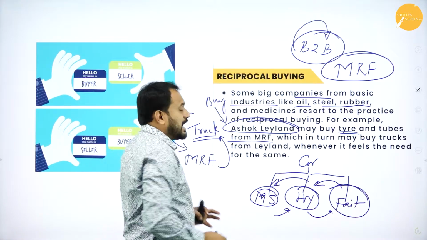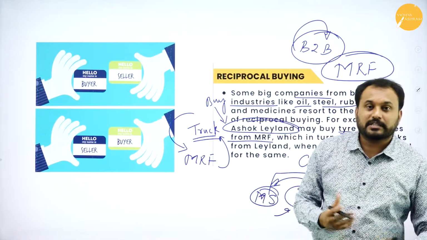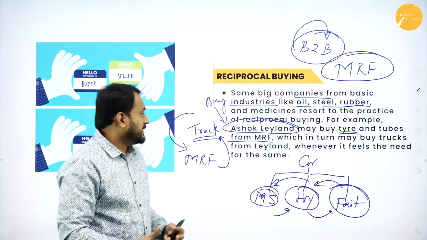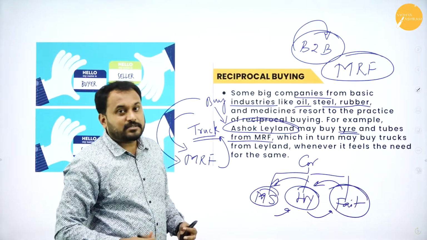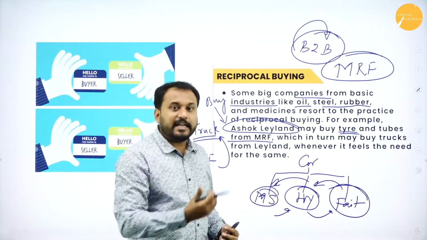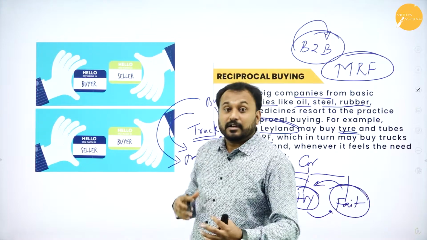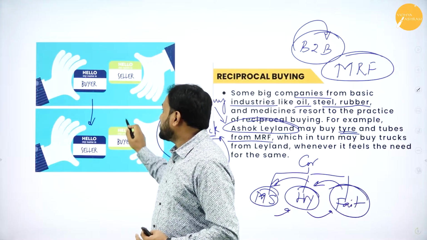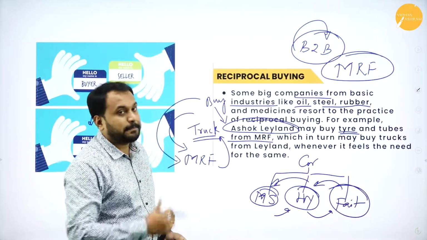In the meantime, Ashok Leyland is the manufacturer of trucks. Now for wheels, what should they do? They need tubes as well as tires. Now where will they go? They'll go and buy from MRF. So this we call the buying and selling, selling and buying concept. Here you can understand: buyer, seller, seller, buyer. Sometimes the buyer will become the seller and the seller will become the buyer. That is what we call reciprocal buying.